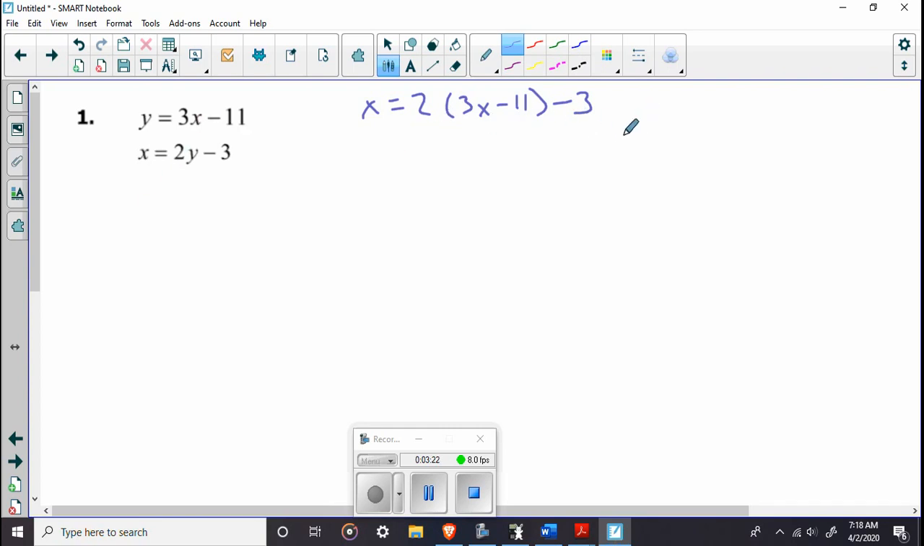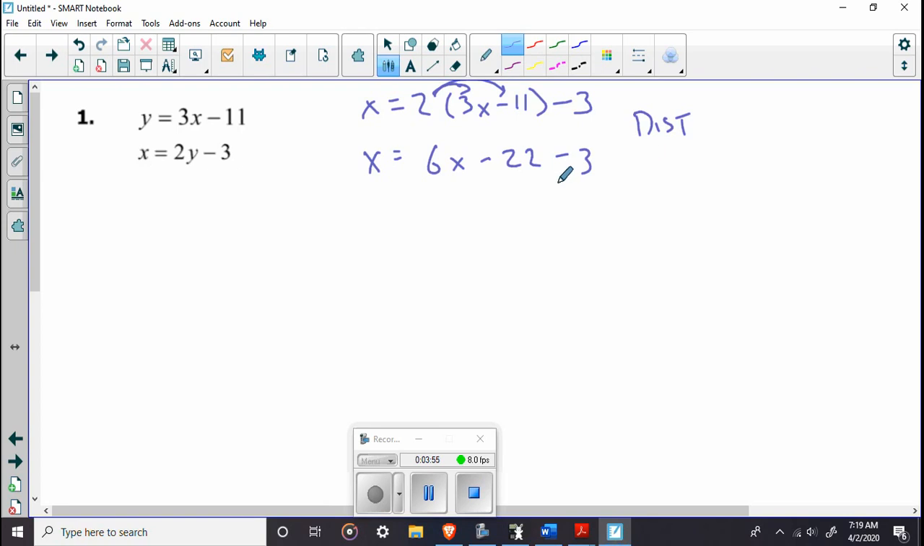Now our first step, let's analyze the situation because we're not robots. Let's say, hey, let's multiply by 2. We can't simplify this. We can't simplify this. We have to distribute first. So step 1, we're going to distribute. 2 times 3x is going to be 6x. 2 times negative 11 will be negative 22. And let's bring down that negative 3.